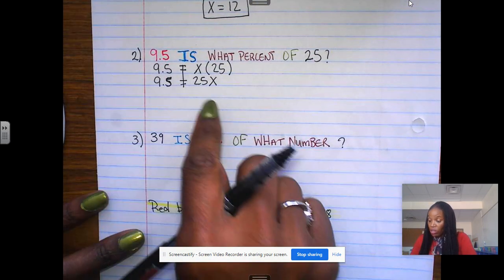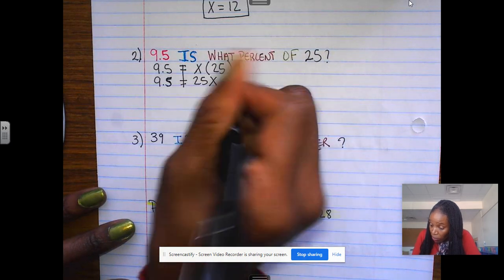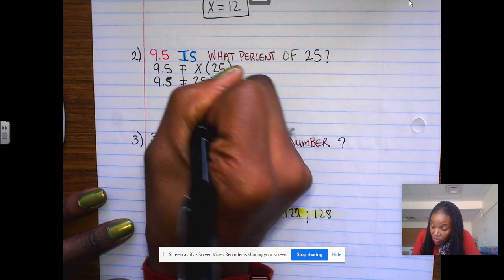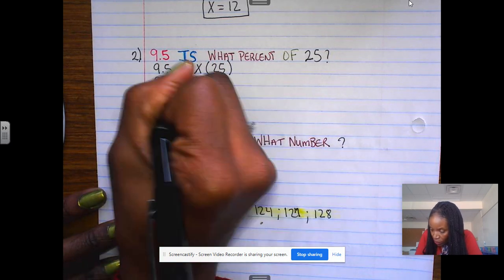Now, I have to keep in mind that I am trying to get x by itself. So 25 and x is being multiplied together. The opposite, to undo any multiplication problem, I have to divide. I'm going to use my fraction bar. So I'm going to divide by 25. What I do to one side, I have to do to the other side. So I'm going to divide this by 25 as well.